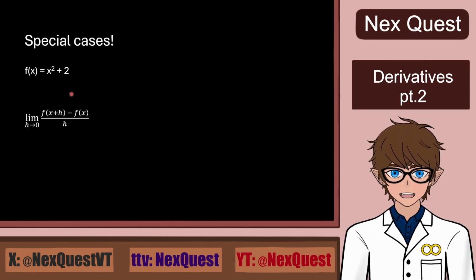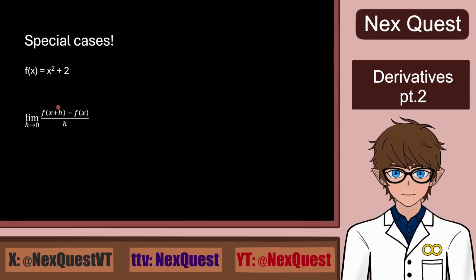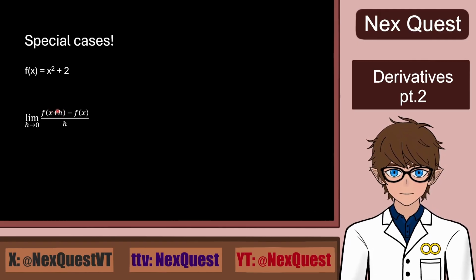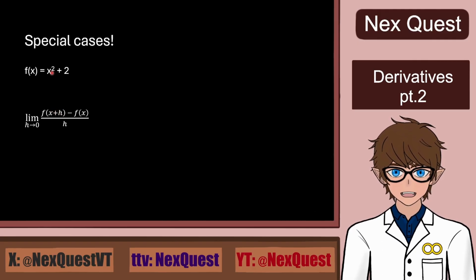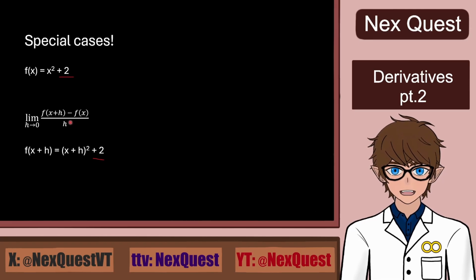Let's see the definition first. We see that for the first part, we transform the function by adding h value to the x. So basically in this function, we will add h to the x, which gives us this.